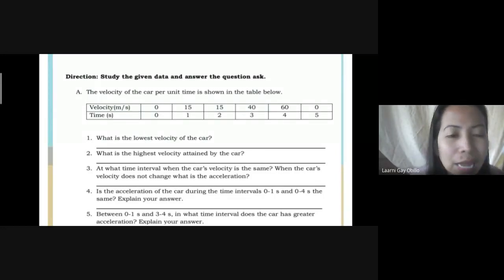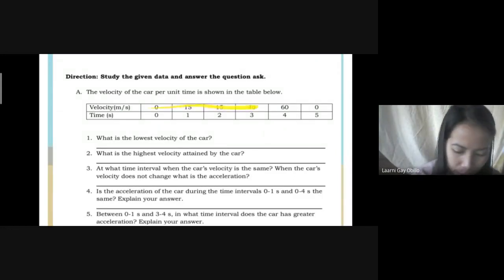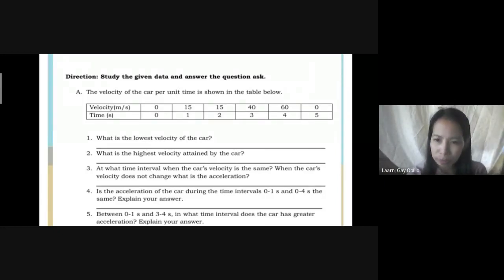Answer is 0. For number 2, what is the highest velocity attained by the car? Okay, ano yung pinakahighest velocity of the car? Type in your answer. Okay, answer ni John Mark at ni Miguel is 60. Si Mario din ay 60. Okay, kayong tatlo ay very good, correct. The highest velocity attained by the car is 60 meters per second.